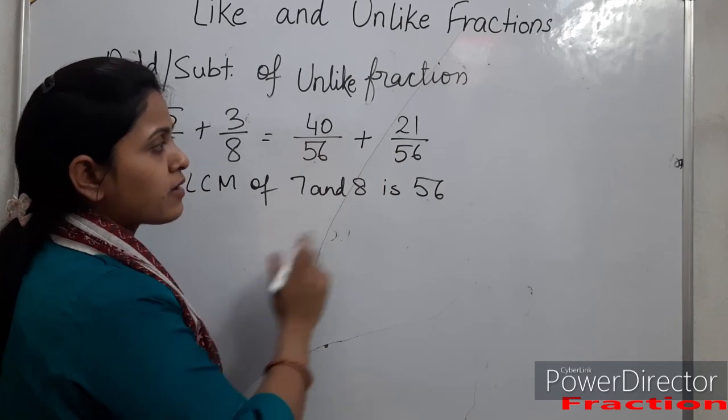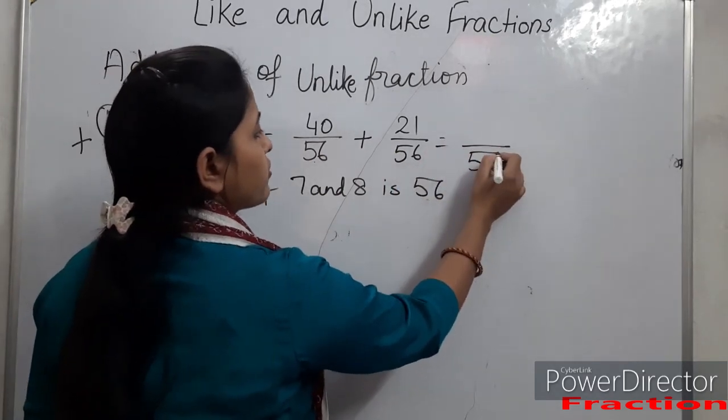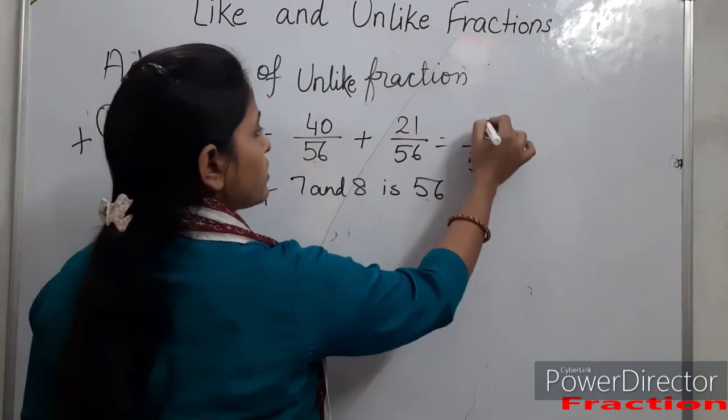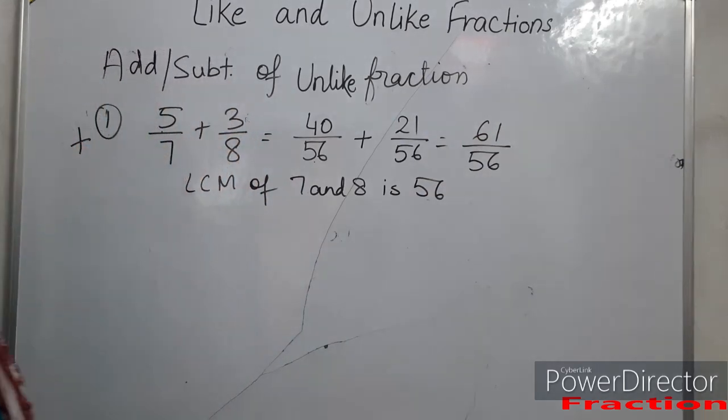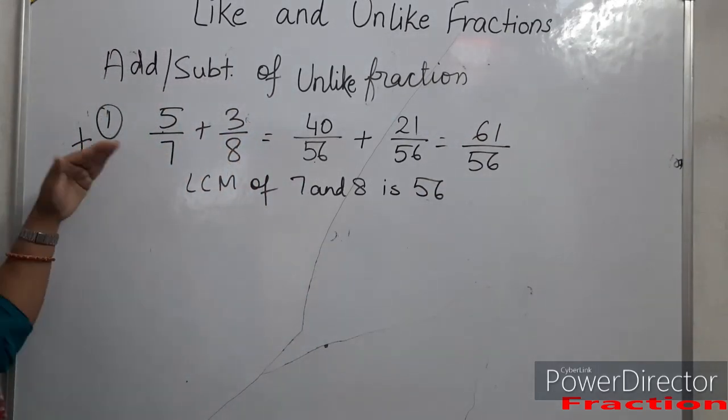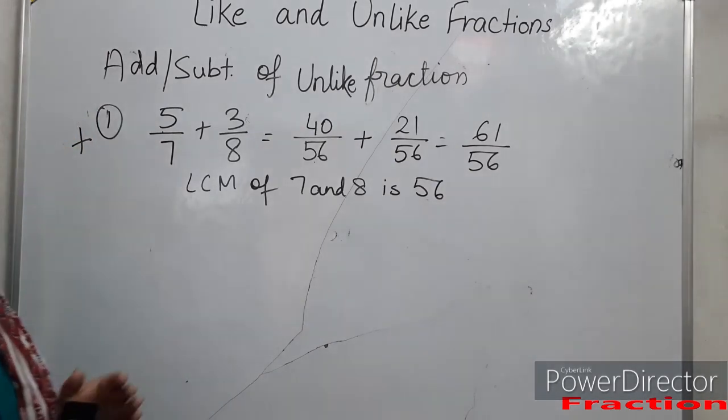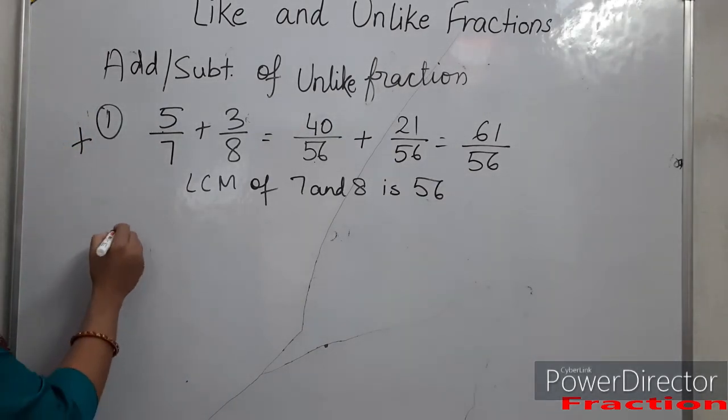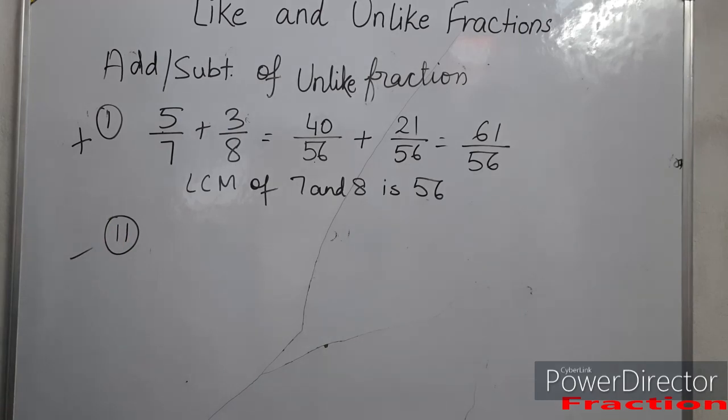Now it becomes like fractions. Now we can write 40 plus 21 over 56, which is 61 over 56. Okay, this way we can do the addition of unlike fractions. Again, coming to the second point, that is subtraction of unlike fractions.